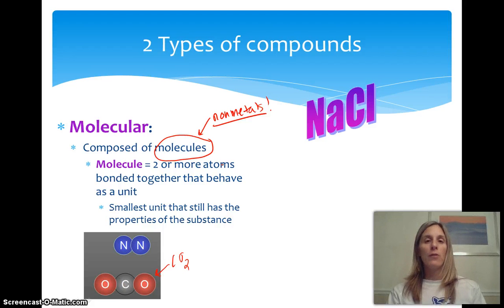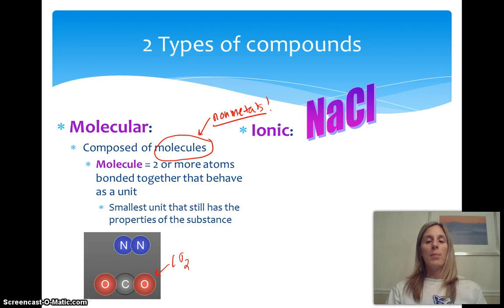So your diatomic elements are molecular elements. They're molecules because they're two atoms stuck together, and they're elements because it's the same type of atom. So a compound and a molecule is just a slight difference. For compounds, you have to have different elements. For a molecule, you just have to have two or more things stuck to each other.